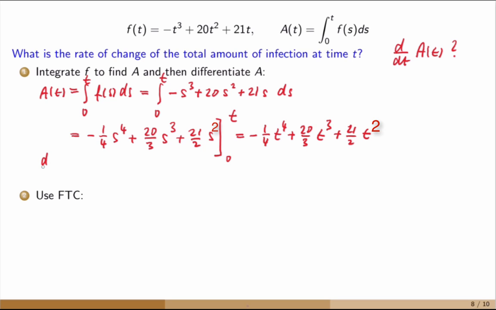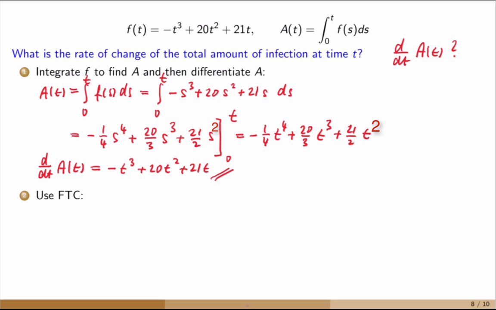And then as a next step, I differentiate a of t because I'm interested in the rate. So d by dt a of t would then be minus t cubed plus 20t squared plus 21t. So that is the solution.